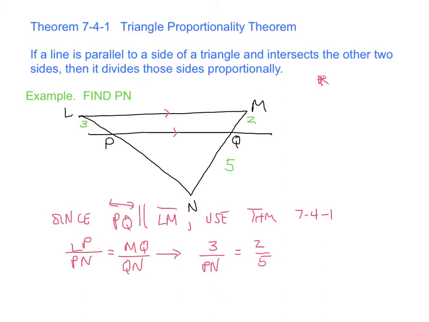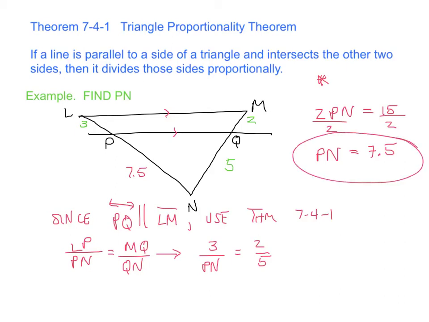We see we have 2PN is equal to 15. Therefore, divide by 2. And we see that PN is equal to 15 over 2, or 7.5. Now we found the distance of PN, and we are done because that's all we wanted to do. So our distance is 7.5.